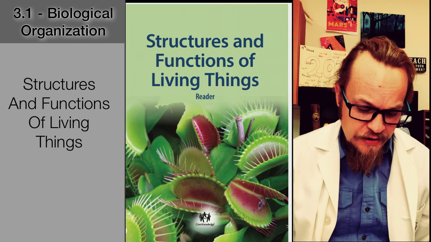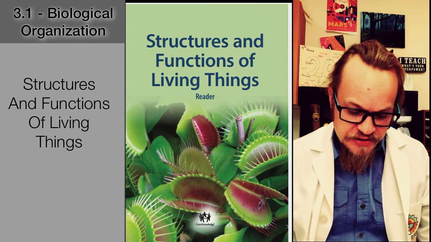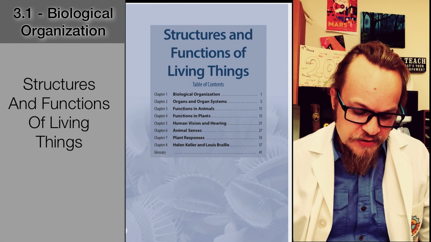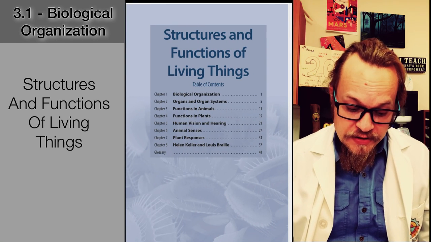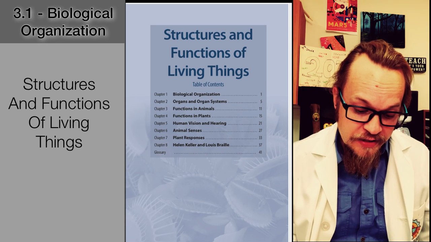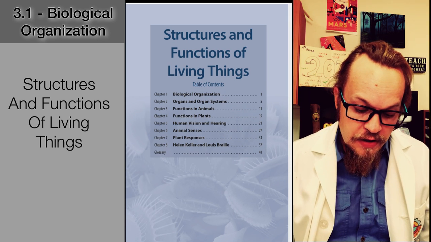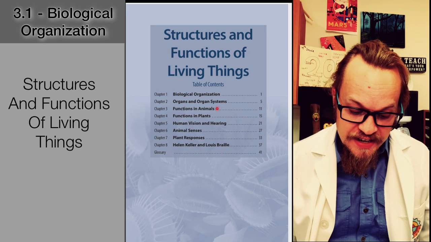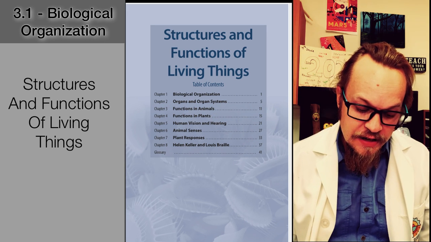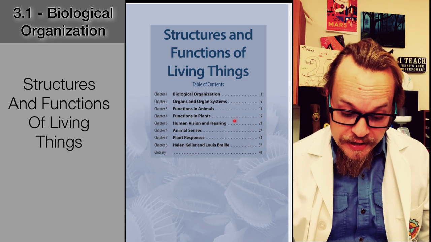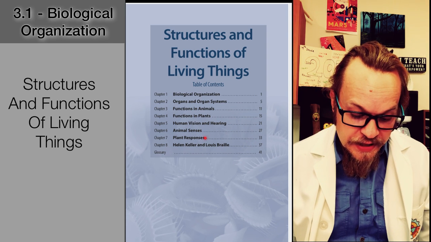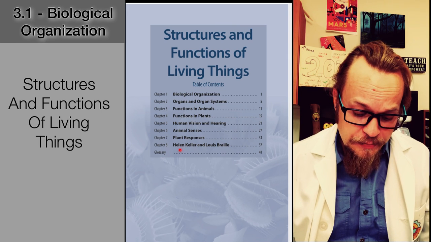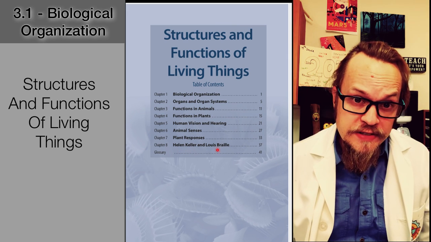So moving in, we have structures and functions of living things. Looks like we've got 8 chapters ahead of us. Today we're going to be starting with biological organization. We'll learn about organs and organ systems, the functions in animals, functions in plants, human vision and hearing, animal senses, plant responses, and 2 revolutionary people, Helen Keller and Louis Braille.